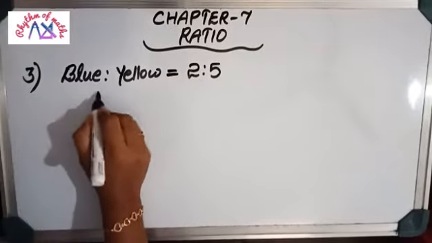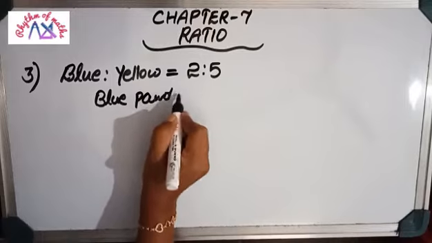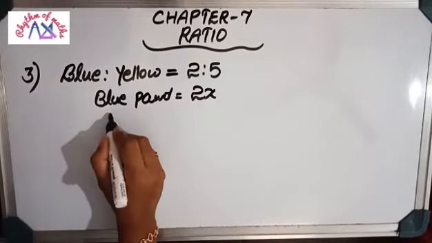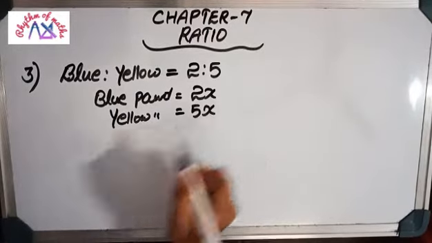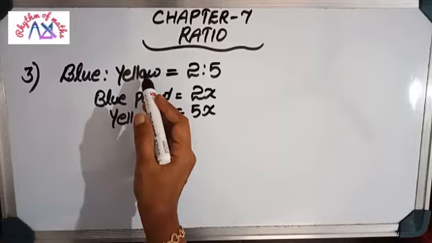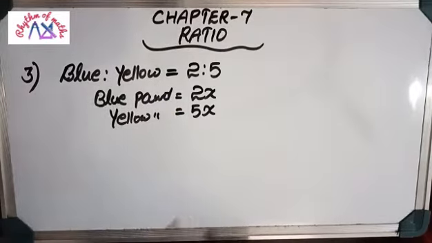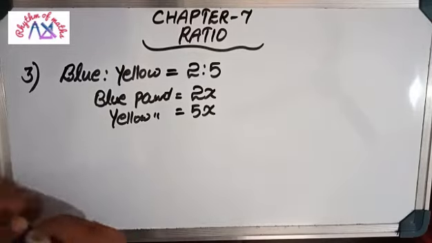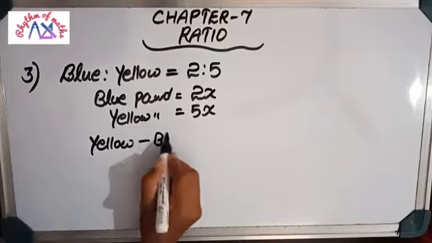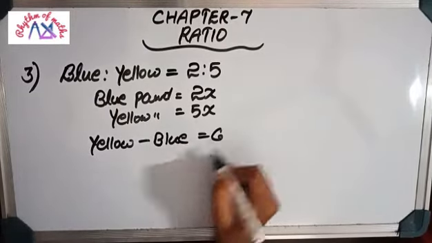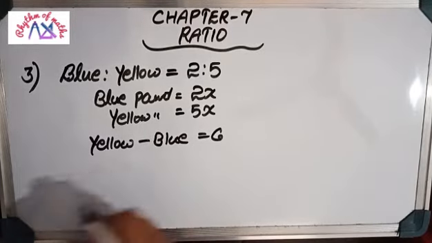So first write blue paint quantity. Okay, so here blue paint equal to 2x. Then yellow paint equal to 5x. Now it is given that yellow is 6 liters more than blue. So yellow is 6 liters more means yellow minus blue will be 6. Okay, yellow minus blue paint will be 6 liters, because yellow is 6 liters more than blue.